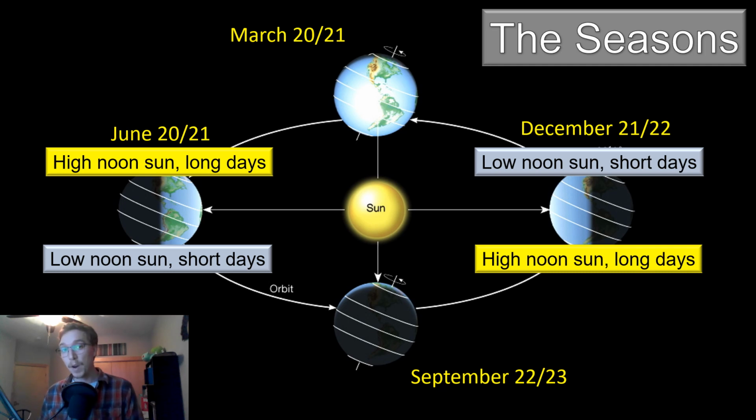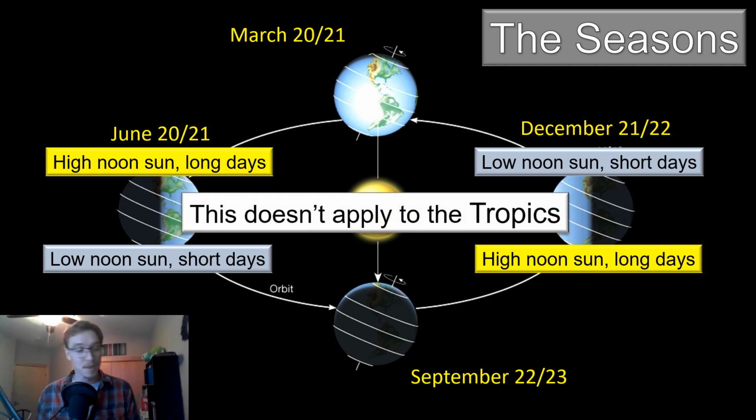Now, something very important to note, this does not apply to the tropics. The tropics are a different story because it's nearly constant incoming solar radiation, so they can support a variety of different things that we can't support outside of the tropics, so between 23.5 degrees north and south latitude.